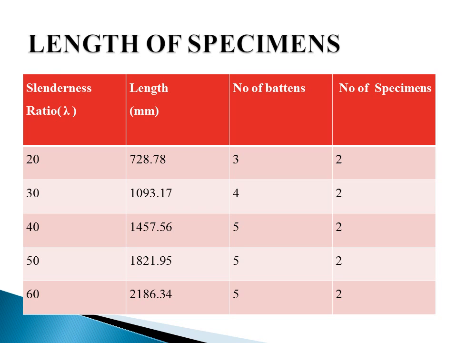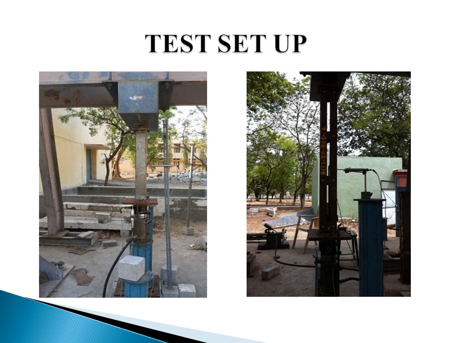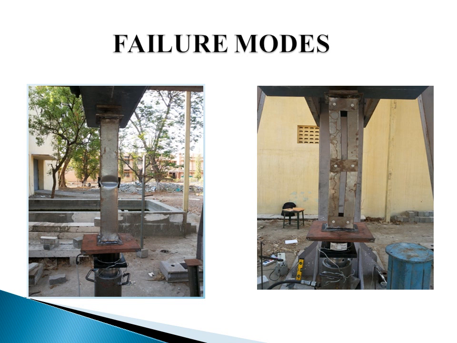The length of the specimens is provided based on the slenderness ratio by using the formula lambda equals L effective by r minimum, and the number of battens is formulated based on the maximum spacing. This is the test setup and this is the failure mode.